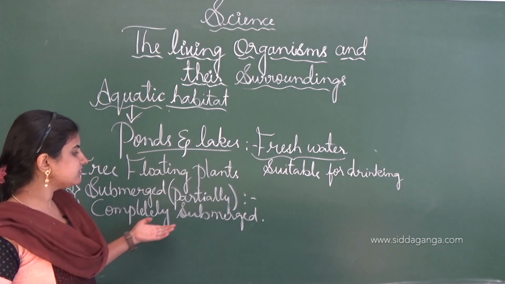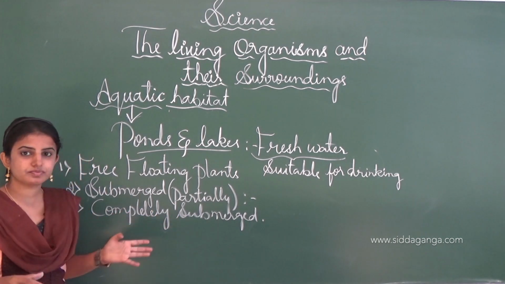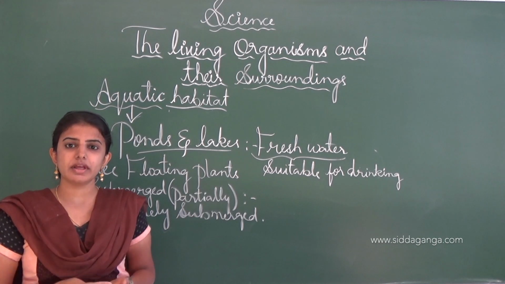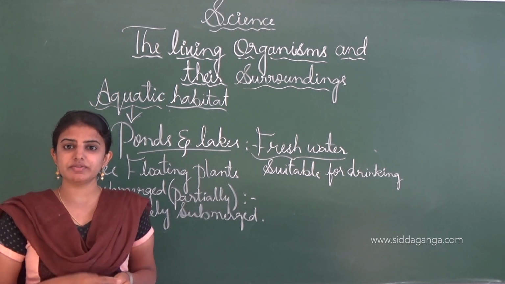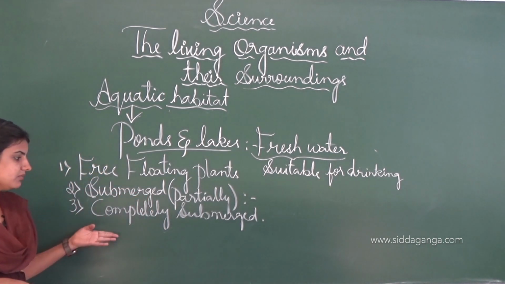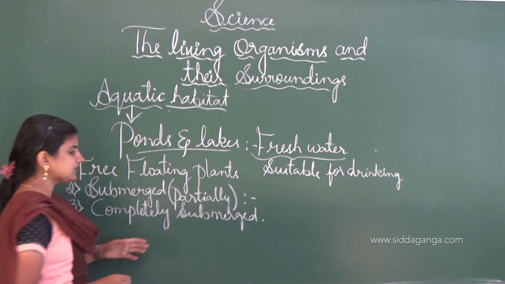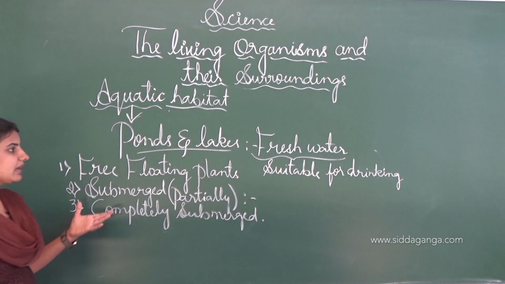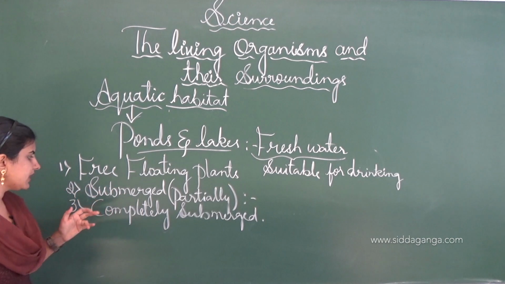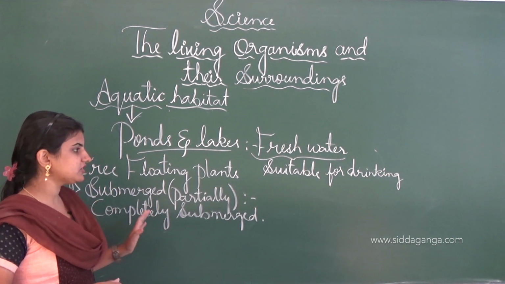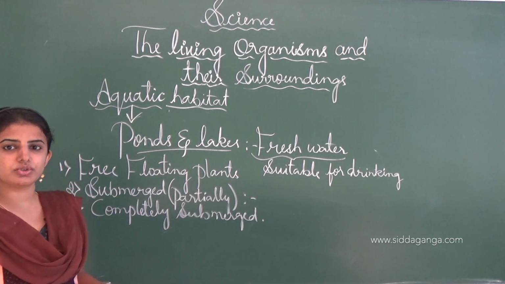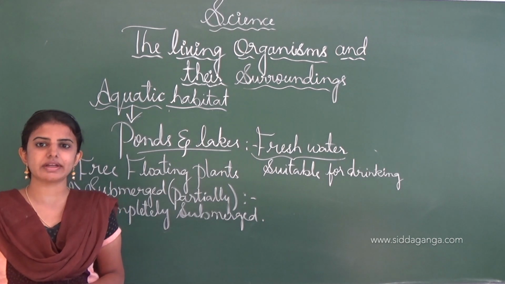And next one is the completely submerged plants. See, those plants which are completely present in the water and float in the water only, so the whole body, different parts of the body, are present in the water, and these are called completely submerged plants. See, this is how we can divide the plants in the ponds as well as the lake, that is free floating plants, partially submerged plants, and completely submerged plants. So this is all about the aquatic habitat. Next we shall move on to the characteristic features of the living organisms.